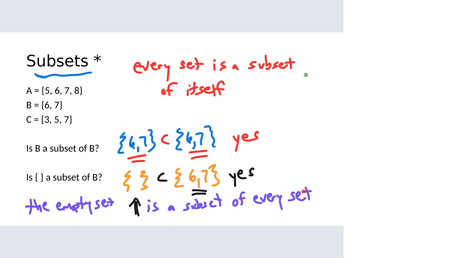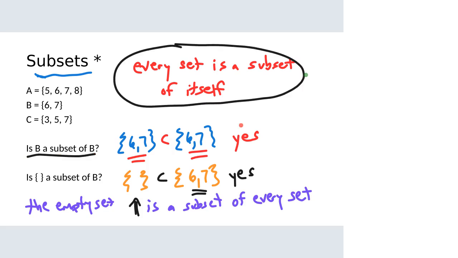No matter what your set is, the empty set will be a subset of it, because there is never going to be anything in there that wrecks it, because there's nothing in there. Before we did this, I might call both of these trick questions. Now we know they're not. We've come to the conclusion that every set is a subset of itself.